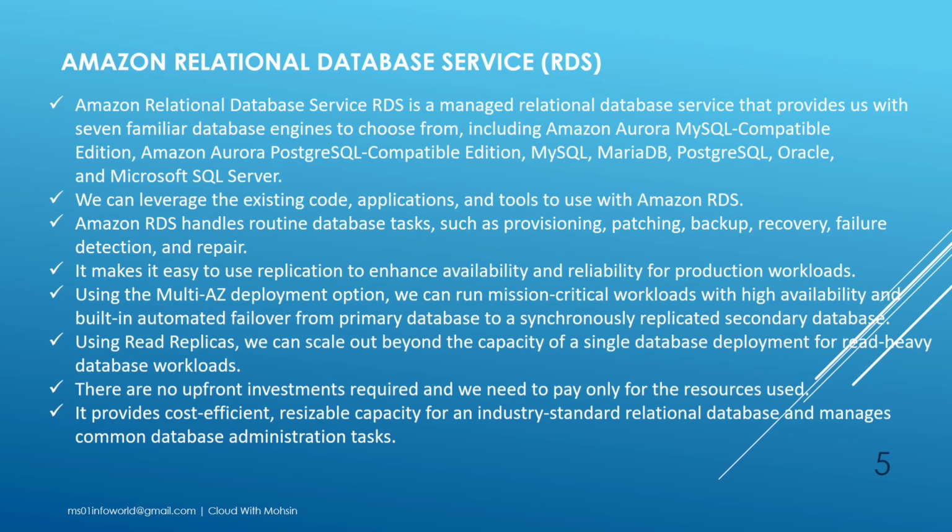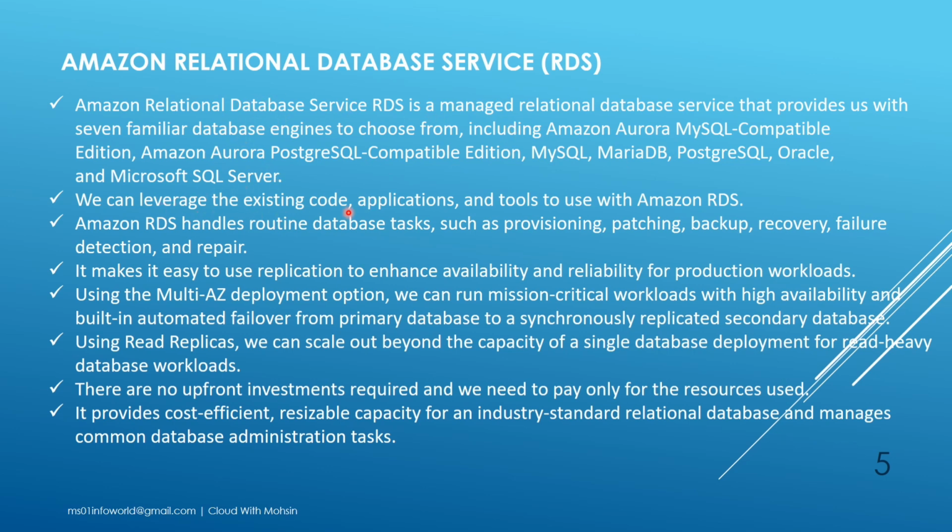So Amazon Relational Database Service is the first service from the databases that we will cover. In short, it's called RDS. So let's understand what RDS is. RDS is a managed relational database service that provides us with 7 familiar database engines to choose from: Amazon Aurora MySQL Compatible Edition, Amazon Aurora PostgreSQL Compatible Edition, MySQL, MariaDB, PostgreSQL, Oracle, and Microsoft SQL Server. These are the 7 database engines that we can choose from in RDS.